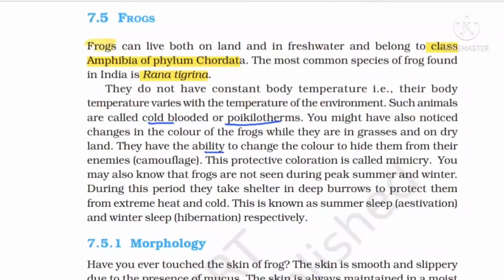Now they can change the color to hide themselves from enemies. We say they are able to show camouflage. And this protective coloration, when they change the color to protect themselves from the enemies, is known as mimicry.